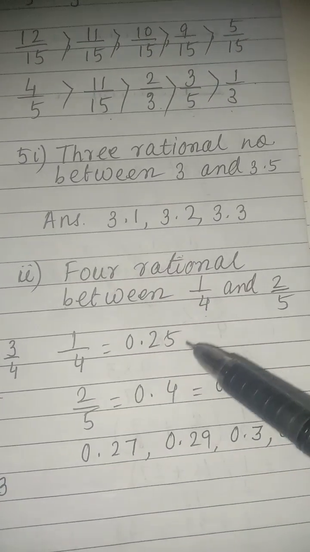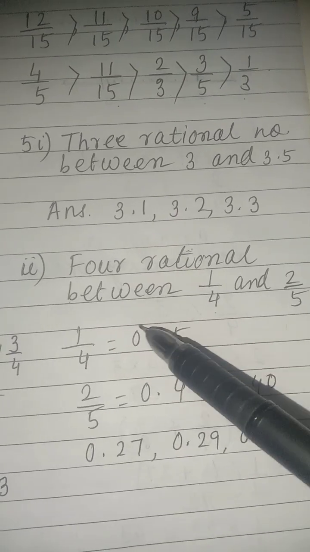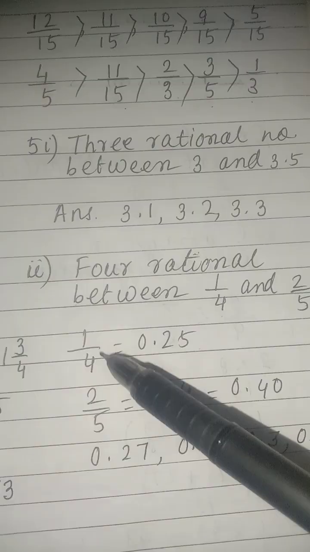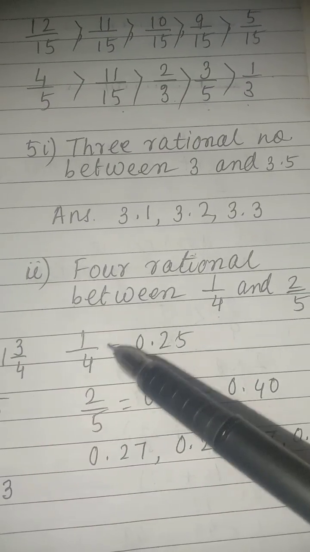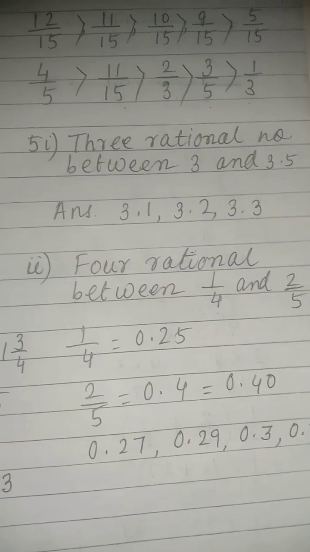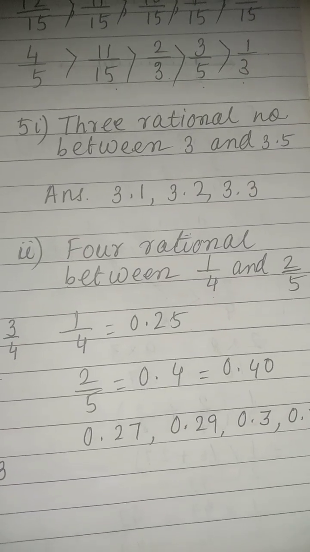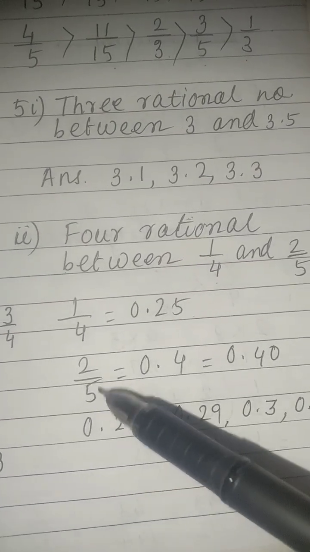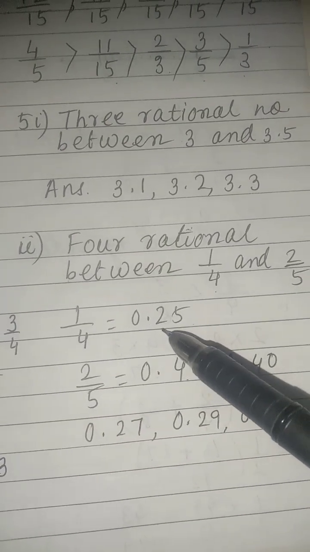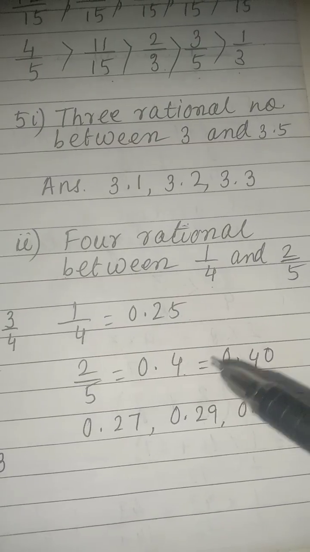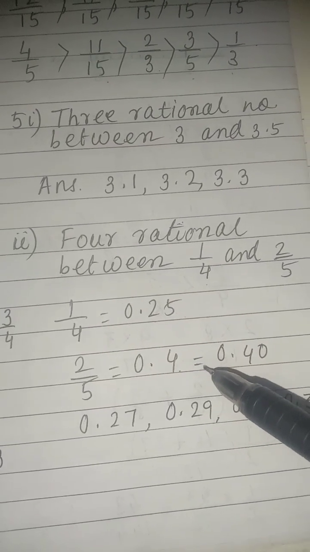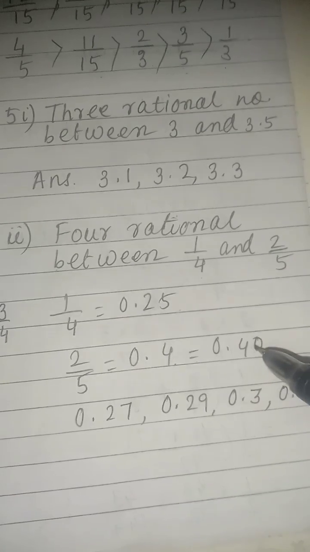So 1 by 4, if you convert it into decimal, you will get 0.25. How to convert? Just divide it, or multiply by 25 on both sides, so it becomes 25 by 100. So it's 0.25. Similarly, 2 by 5 in decimal is 0.4. Now, since the first one has 2 decimal places, to make it 2 decimal places we will write 0.40.